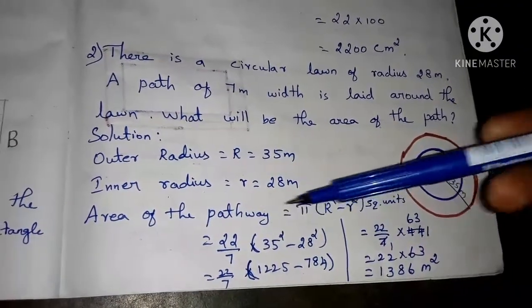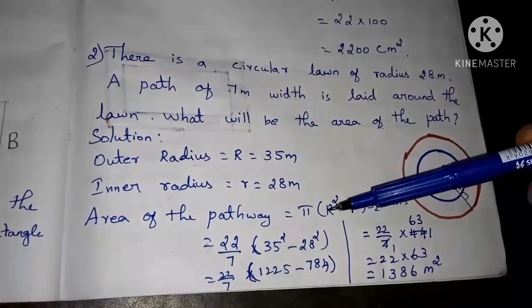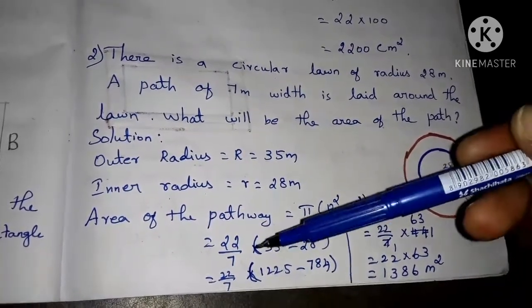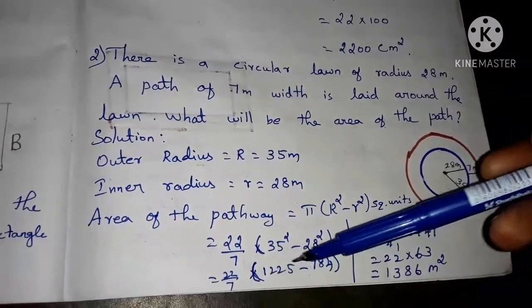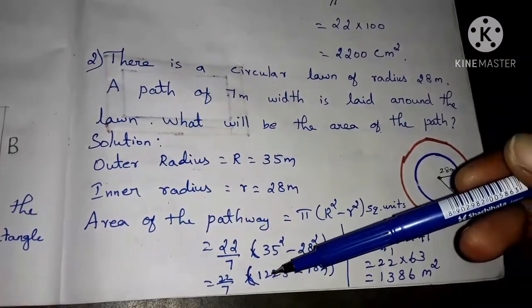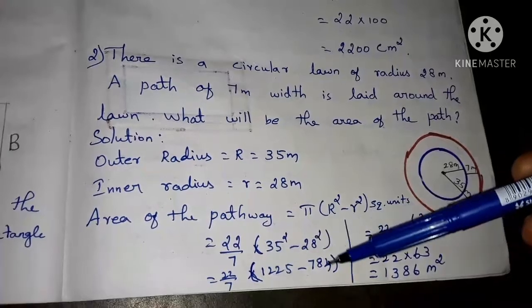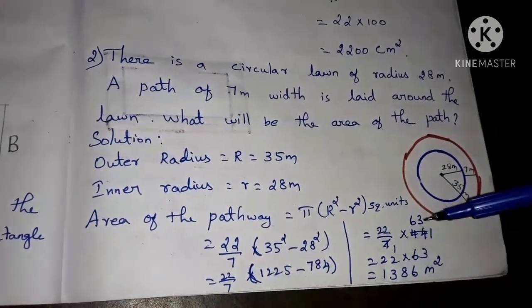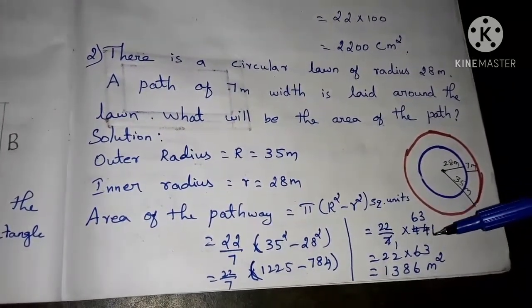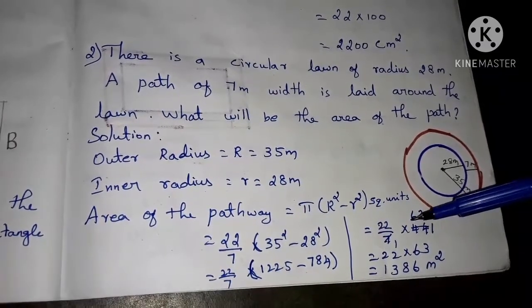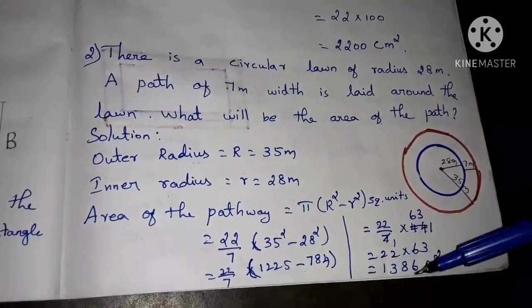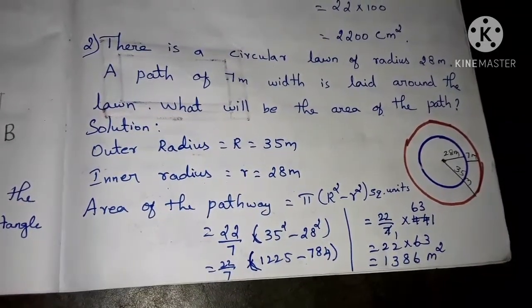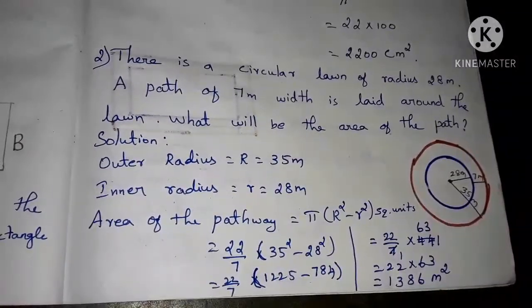We know that the area of the pathway is pi of capital R square minus small r square. 22 by 7, 35 square minus 28 square. 35 square is 1225, minus 784. So we subtract, we get 441. If we cancel, 6 7s are 42, remainder 2, 3 7s are 21. So 22 into 63, 1386 meter squared.